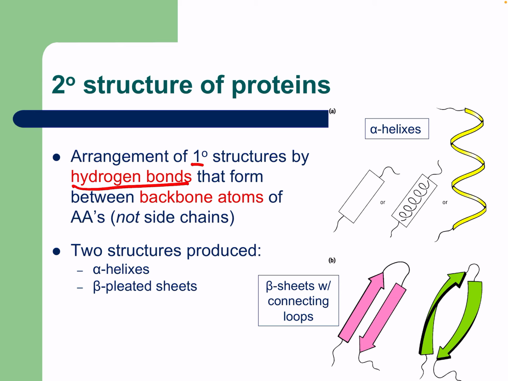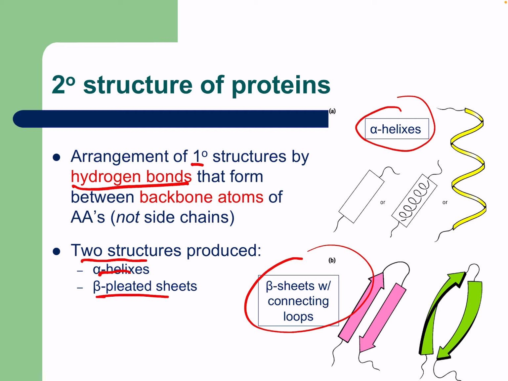So secondary structure. The secondary structure is essentially the arrangement of primary structures by hydrogen bonds that form between backbone atoms of amino acids, and not the side chains. So here we can see it can form alpha helices and beta pleated sheets with connecting loops. And as I said, two structures are produced, alpha helices and beta pleated sheets.